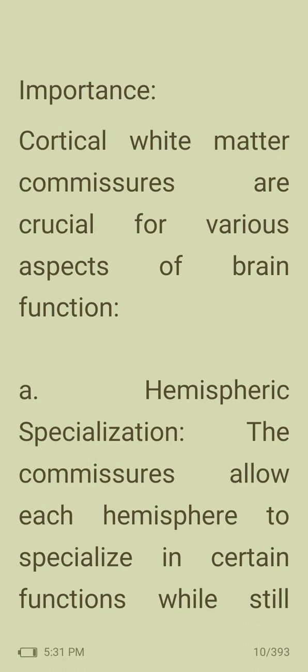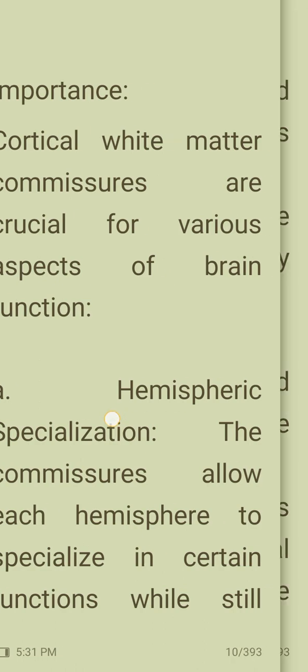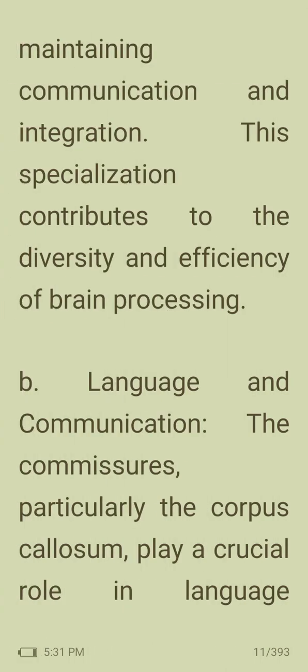Its importance. Cortical white matter commissures are critical for various aspects of brain function. Hemispheric specialization. The commissures allow each hemisphere to specialize in certain functions while still maintaining communication and integration. This specialization contributes to the diversity and efficiency of brain processing.